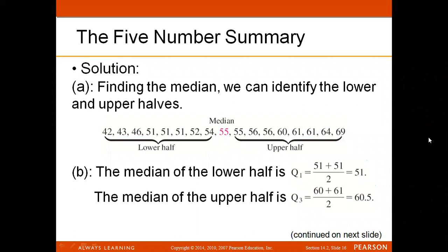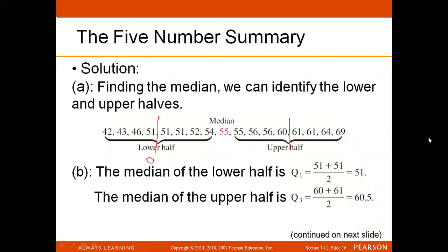So the lower half is 42, 43, 46, 51, 51, 51, 52, 54. Then we skip our median, and our upper half is the other 55, the 56, 56, 60, 61, 61, 64, 69. Now the median of the lower half is to split that list in half, but now there's only an even amount. There's 8 on each side of the median. 8 plus 8 plus 1 is 17. Half of 8 is 4. So the halfway point of the lower half is between the 51 and the 51, and the halfway point of the upper half is between the 60 and the 61.